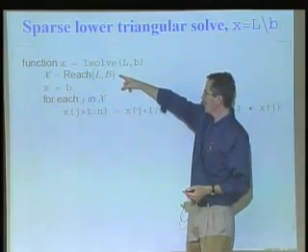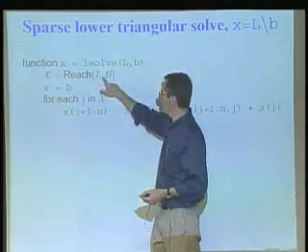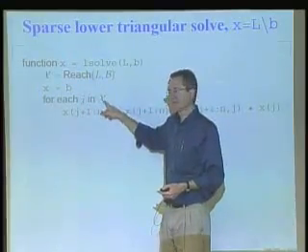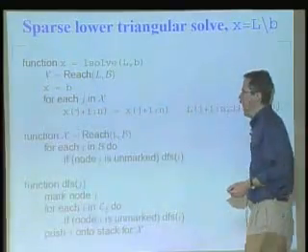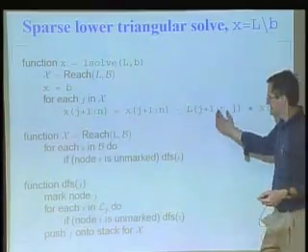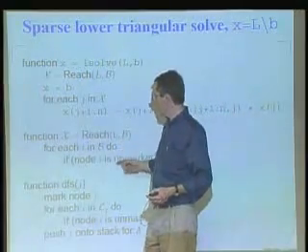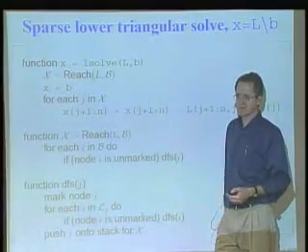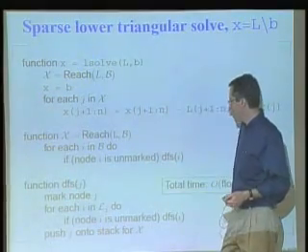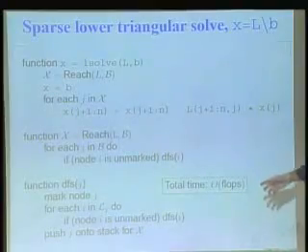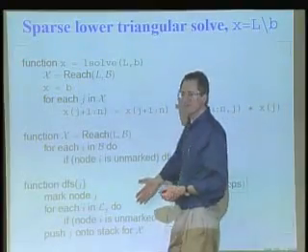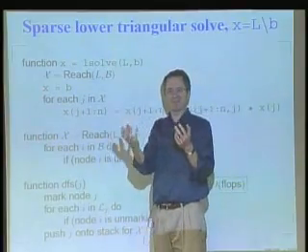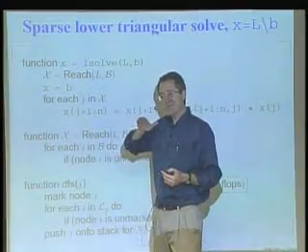I compute the reach of the B nodes in B in the graph of L, and then for each j in X in topological order, do this work. And the reach is very simple. It's just a depth first search. You start with every node in B. If it's unmarked, you do a depth first search, and then it's just a standard DFS. So the total time now is order flops, because every edge you visit corresponds to 2 flops you'd have to do here. So it's perfectly balanced. And the order n time is gone.